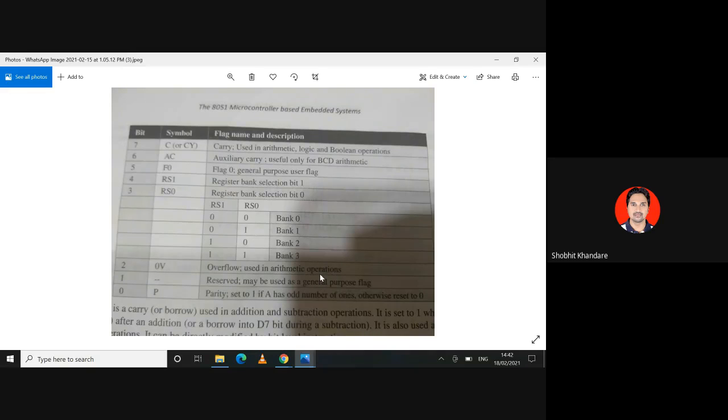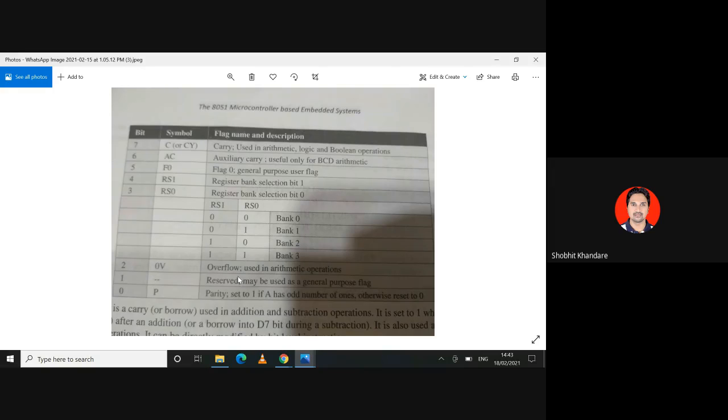Now something more about OV. You know, mostly when you do addition, subtraction, multiplication, division, everywhere, the data size of 8051 is 8 bit. Your 8051 is an 8 bit microcontroller. I have already told you, when we talk about an 8 bit microcontroller, it means it has an 8 bit data bus, and 8 bits can be processed at a time. That means 8 bit plus 8 bit. So if I want to add two numbers, those two numbers have to be in the form of 8 bit.